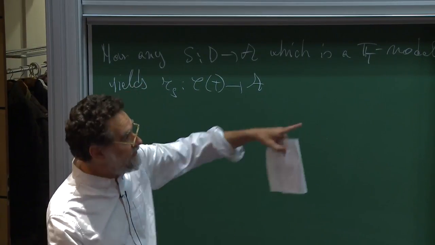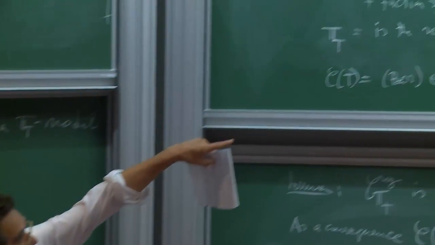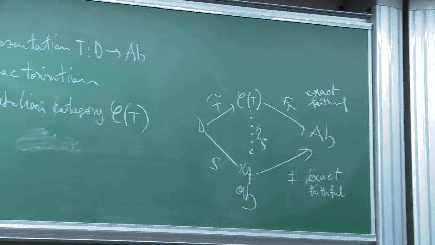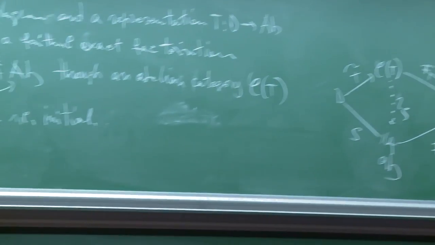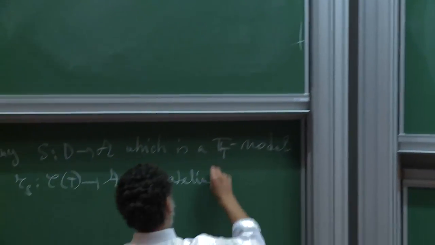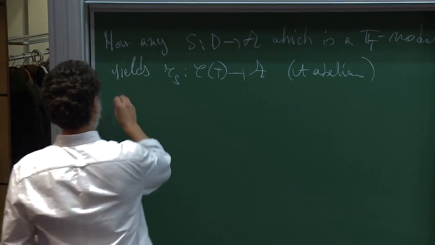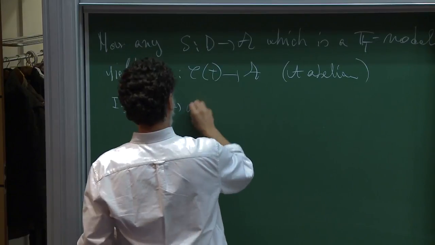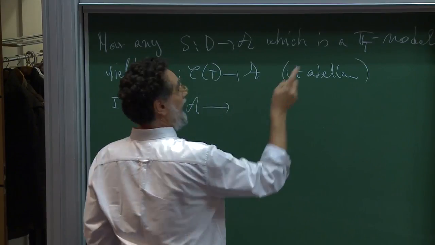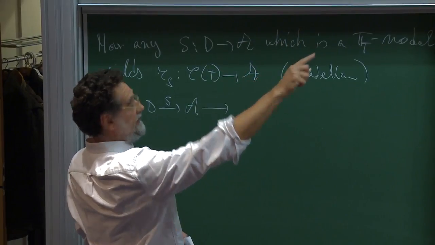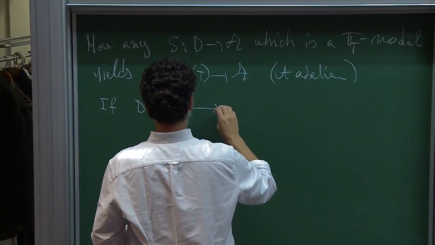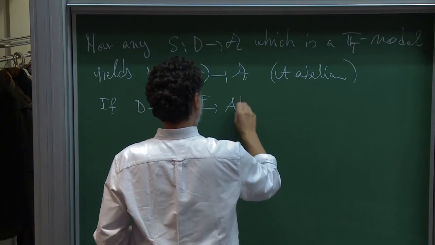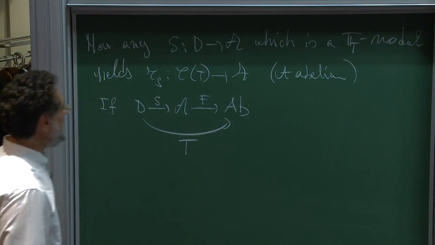This A here, I'm using an abelian category because I want to prove the theorem, which is a factorization for abelian, but this is true even for exact. Okay, so if D S, now we want to have a model S out of this condition that I put in the diagram, right? So you have S to A with F to Ab, which is a factorization of T, right?